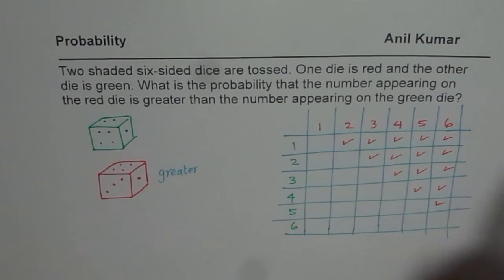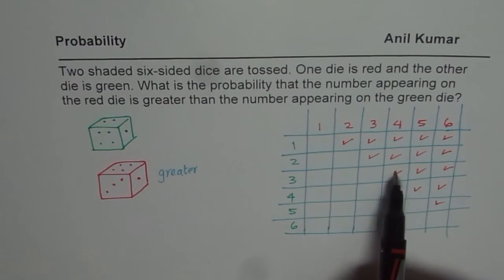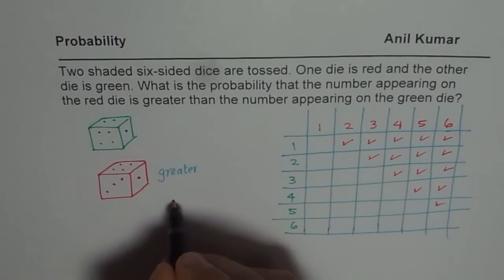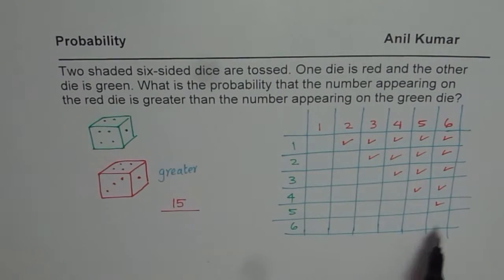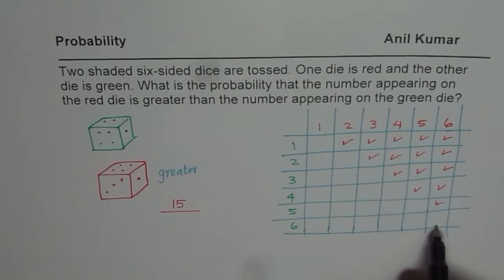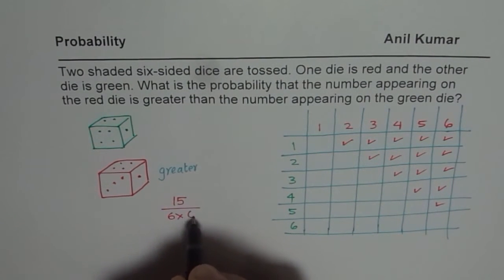And from here you can count 1, 2, 3, 4, 5, 6, 7, 8, 9, 10, 11, 12, 13, 14, and 15. So there are 15 ways in which red is greater. Out of how many in all? 6 times 6 are the combinations. Do you see that? So the total number of combinations is 6 times 6, which is 36. So that is the answer.